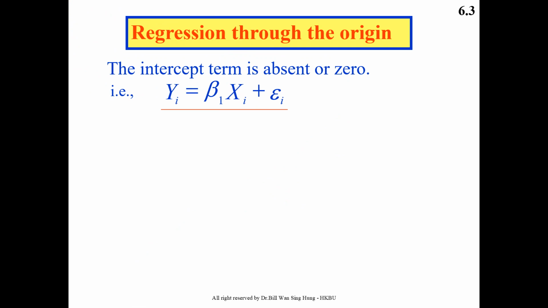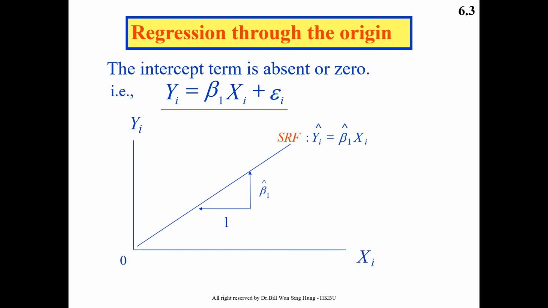Regressing through the origin, the intercept term is absent or 0. So when we have a regression in which there is no intercept, either the intercept is absent theoretically, or its value is equal to 0. For example, y i is equal to beta 1 x i plus epsilon i, and its graph is like this. Vertically we measure the value of y i, and horizontally we measure x i, and this is the sample regression function with the estimated relationship y i hat equal to beta 1 hat x i, and this is the rate of change of y i with respect to a one unit change in x, and that is equal to beta 1 hat.